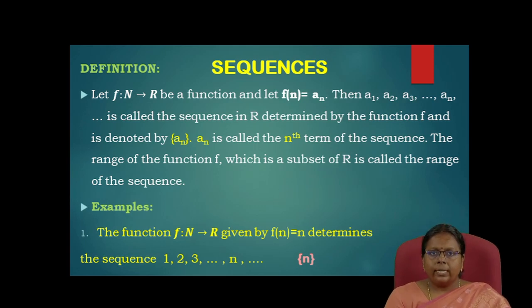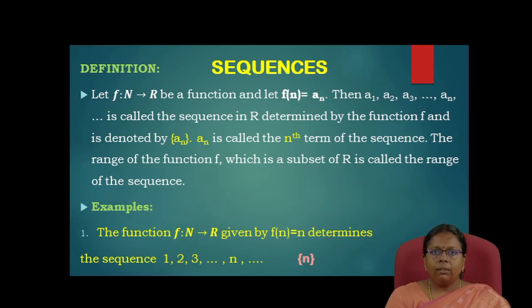So, we have to consider a function from the set of all natural numbers to the real numbers, and we define the function f of n equal to an. So, for each natural number, we will get one real number. So, a1, a2, a3, etc., an is called the sequence in R determined by the function f and is denoted by the set braces, and an will be inside that. So, an is called the nth element of the sequence. The range of the function f, which is a subset of R, is called the range of the sequence.